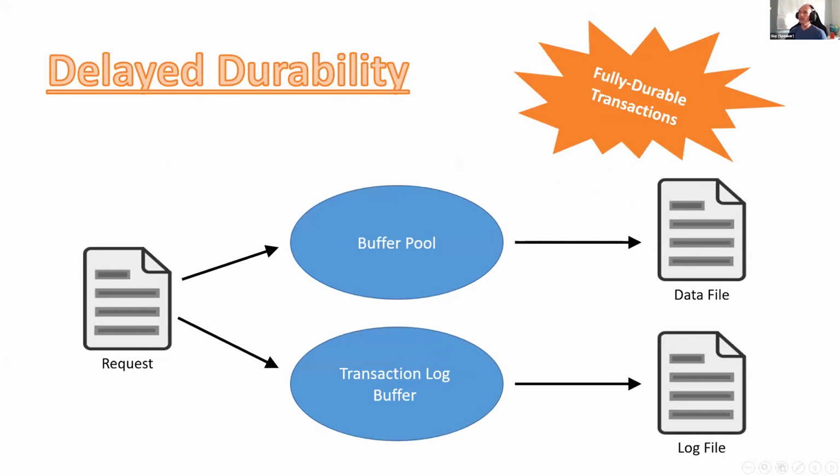Now, if we look at the fully durable transaction, this is how it behaves by default. We have a request, we have the buffer pool where we have data pages in cache, and we have the transaction log buffer. Every database has a single transaction log buffer. As far as I remember, it's 60 kilobytes in size.